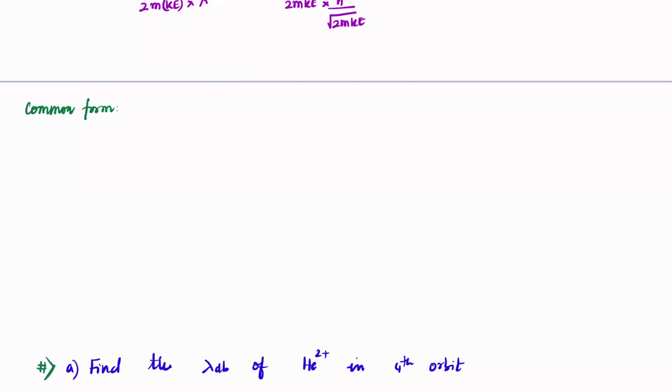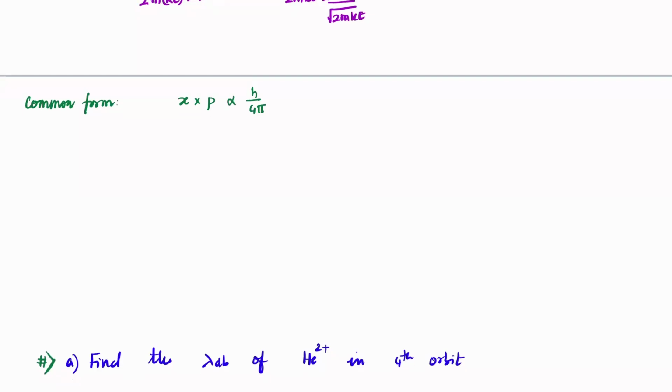You know that x into momentum p is somehow related to h by 4 pi. Of course, it is not exactly equal, but somehow related to it, so I can write it as a proportion. Now think about this one: how do we define force? Force is equal to the rate of change of momentum. That means momentum per time is the value you should get. So force is proportional to momentum per time. Got it?